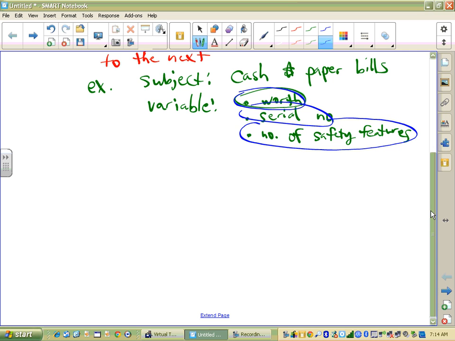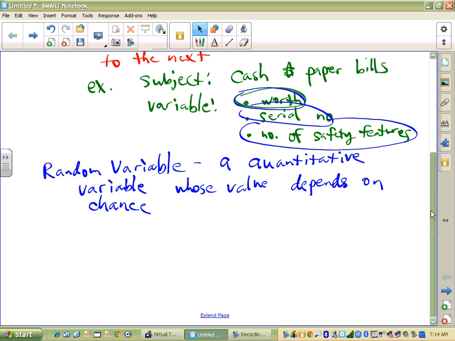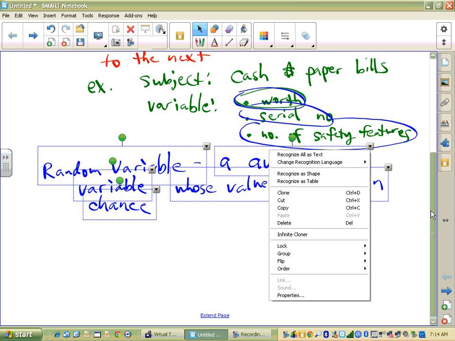So we'll get a couple definitions out of the way. Definition, random variable. The definition is this. It's a quantitative variable. Remember, quantitative doesn't just mean numbers. It means numbers that it makes sense to total them, to average them, to make computations with them. So a quantitative variable, and here's the interesting part, and here's where it's random: whose value depends on chance. Okay? So if we randomly pick a dollar bill, we don't know what it's going to be.